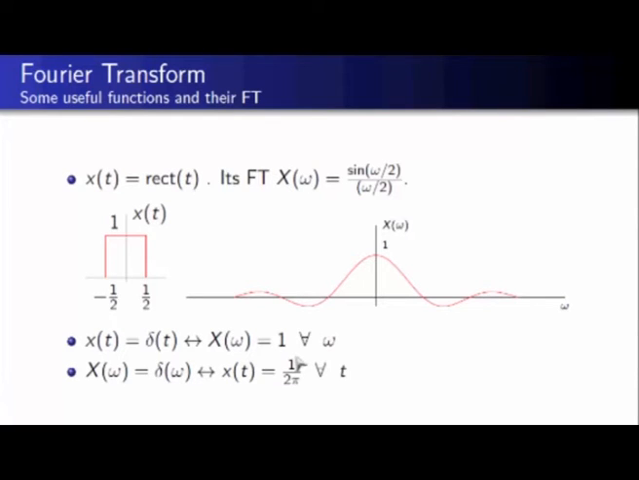Okay. Instead of x of t becoming delta of t, what if x of omega is delta of omega? What if I have an impulse in the frequency domain? Right? You can argue, right? The time domain will be constant, but because there is a 2 pi there, right? X of t will be 1 by 2 pi.